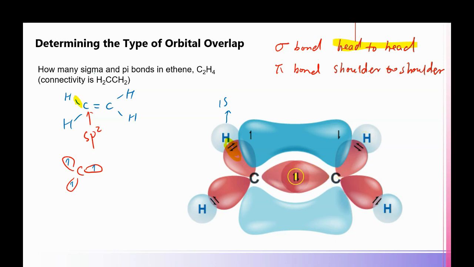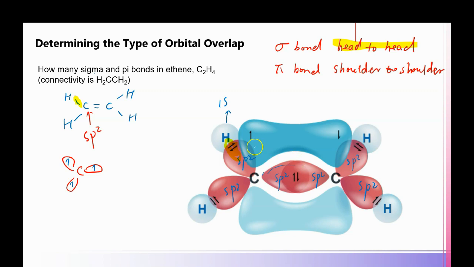Now, what about here? Again, this is an sp2 hybridized orbital. This is an sp2. This is an sp2. And there's one electron in this sp2, and so it is on the other carbon. This is exactly the same sp2, but you see here there is overlap head-on.